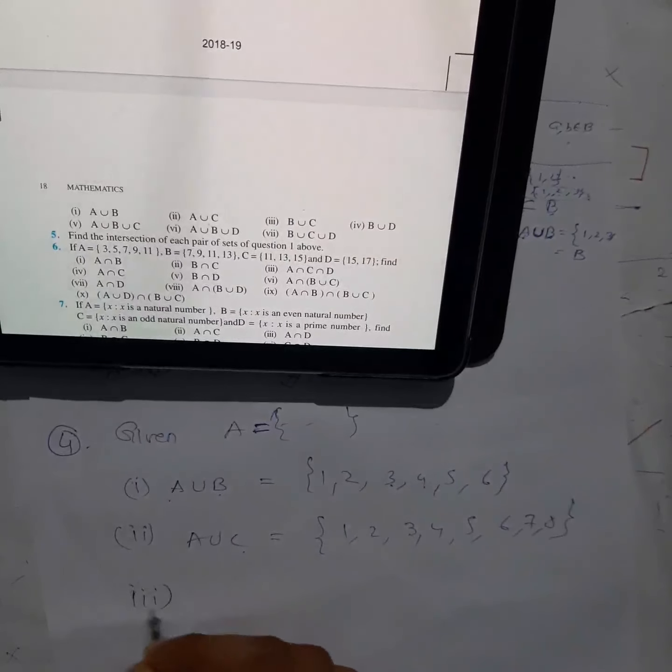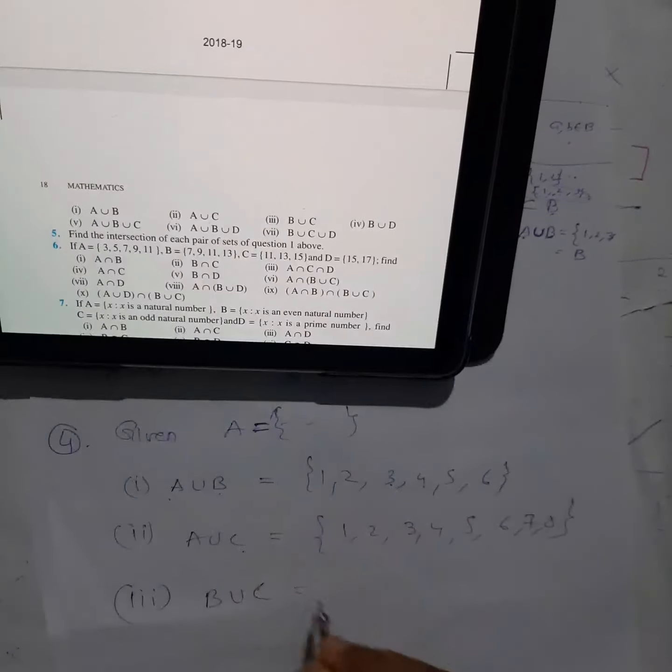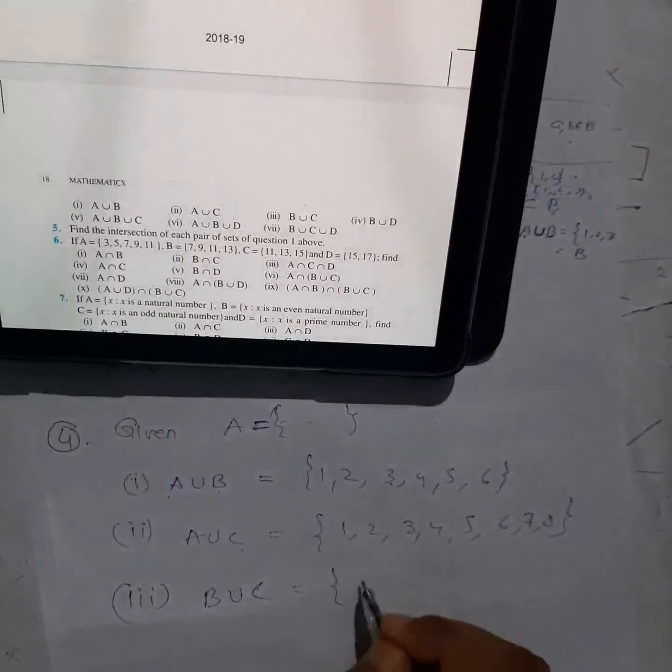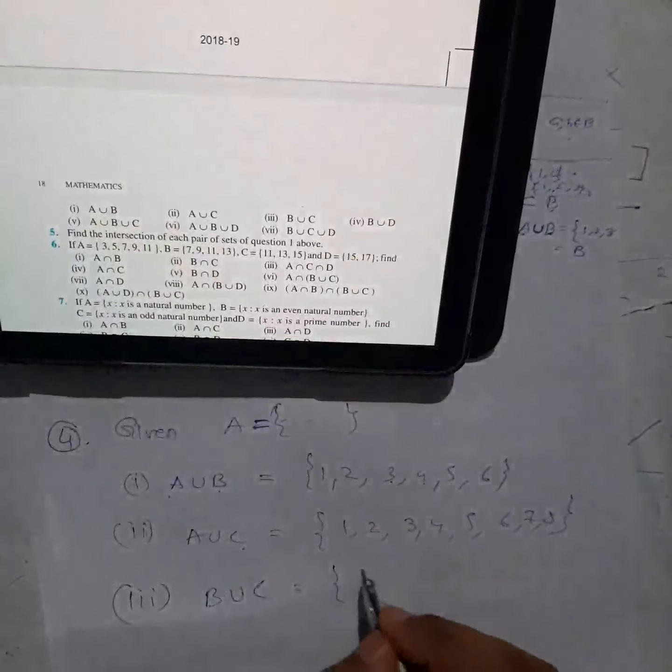Number 3, B union C. All elements of B are 3, 4, 5, 6.